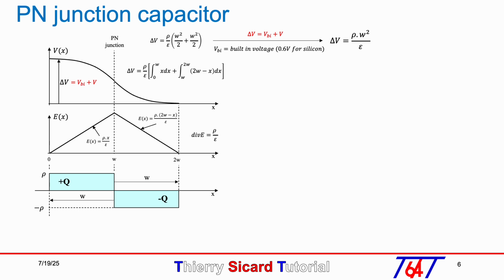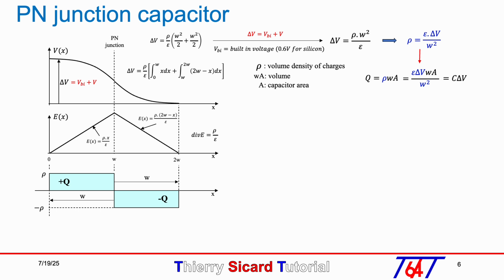The charge Q is equal to rho WA, where rho is the volume charge density, W times A is the volume, and A is the surface area of the capacitor. Replacing the term rho with the expression rho as a function of delta V, we can find the capacitor value by writing Q equals C multiplied by delta V. After simplification, we obtain C equal epsilon multiplied by A divided by W.